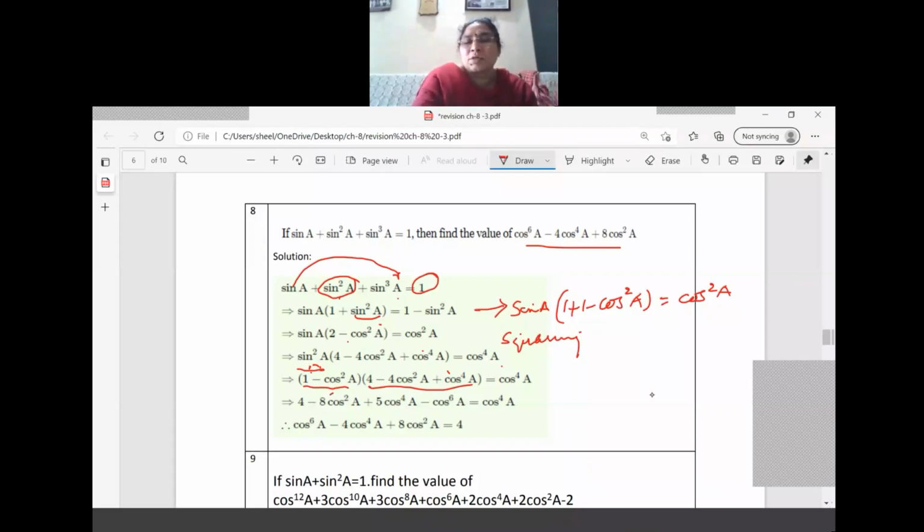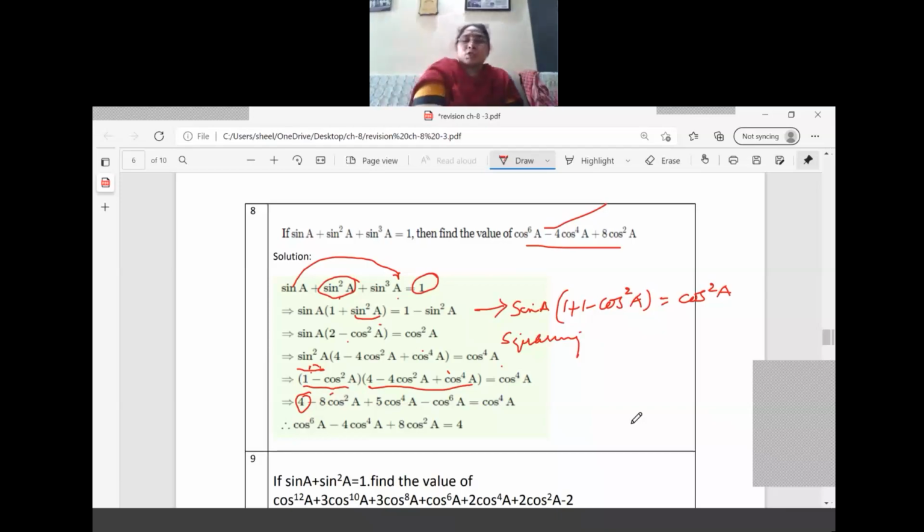Next, your right side is cos raised to 4A only. So if you keep the 4 here, the remaining terms you can take to the RHS. If you simplify, you will get the same question here. What is the same question? Cos raised to 6A minus 4 cos raised to 4A plus 8 cos raised to 2A only, that means cos square A only. So some simplification happened here. Other than that, everything is okay.